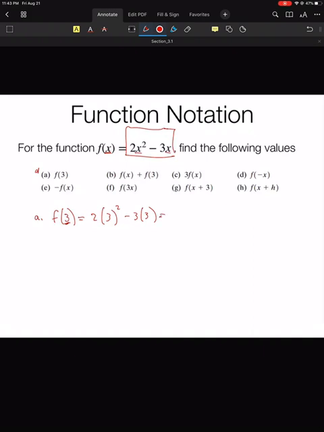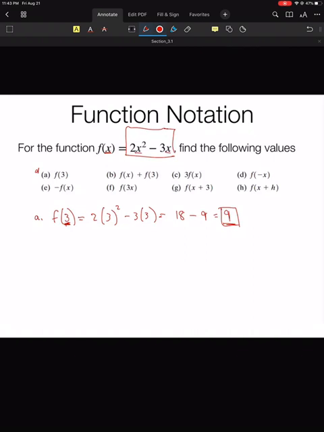Okay, and then I can simplify that. 3 squared is 9, and 9 times 2 is 18. And 3 times 3 is 9, so I have 18 minus 9, which is 9. So my input was 3, and my output is 9. Okay, so 9 is the answer to A.